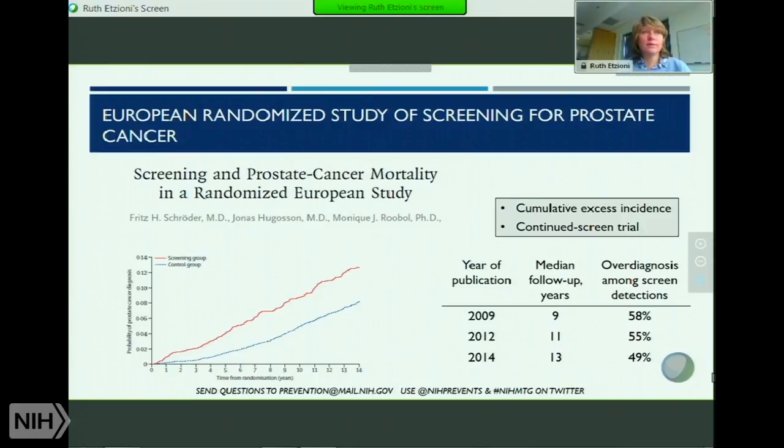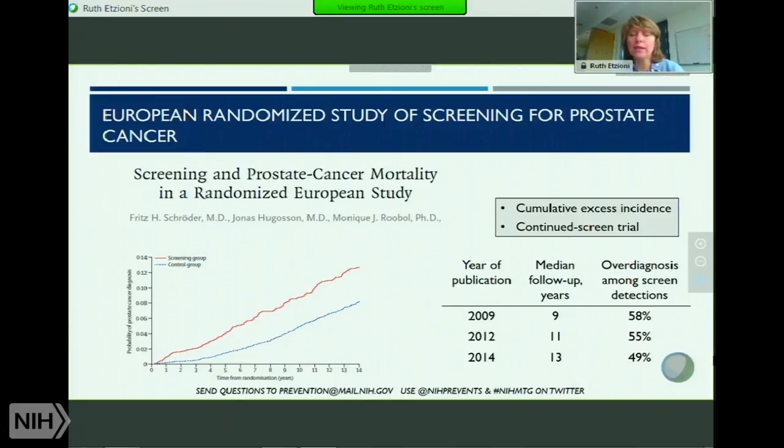Okay, so what I'd like to do is take these principles that I've shown via this model of overdiagnosis and look at published studies and see how they line up with respect to some of these principles. The first one I'll show you is the European randomized study of screening for prostate cancer. This was a multi-center study done in Europe. It was a continued screen trial. Most centers screened every 4 years. Sweden, one center, screened every 2 years.